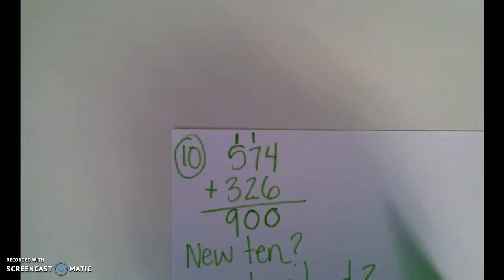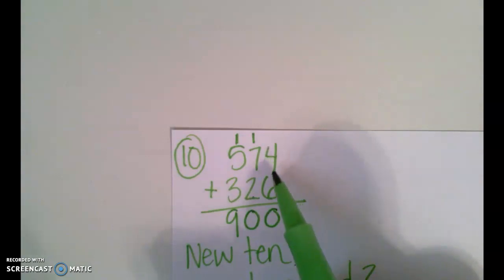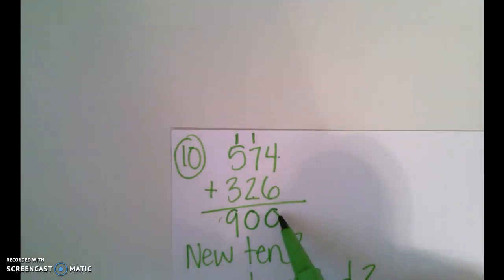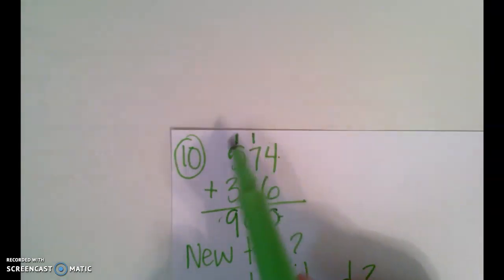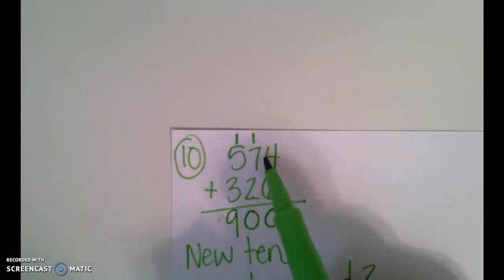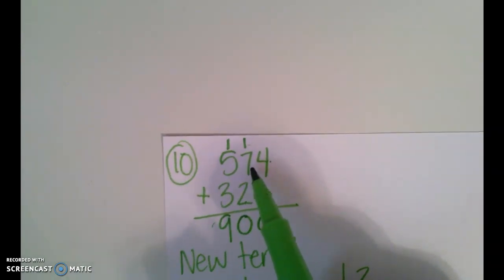Okay, so first I'm going to solve it like it tells me to. If I look at my ones place value, what is 4 ones plus 6 ones? 10 ones. Okay, did I make a new 10? Yes. So I put my new 10 up here in the tens place value. What's 1 ten plus 7 tens? 8 tens. Okay, and then what's 8 tens plus 2 tens?